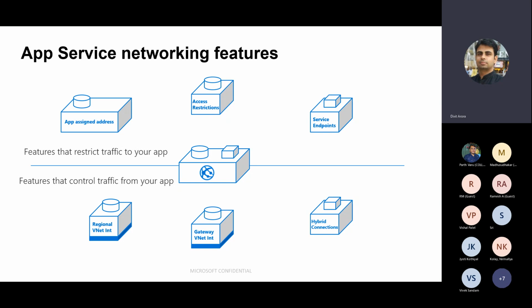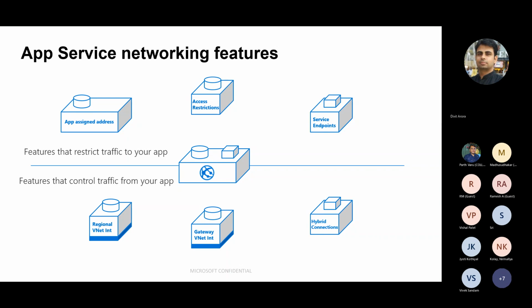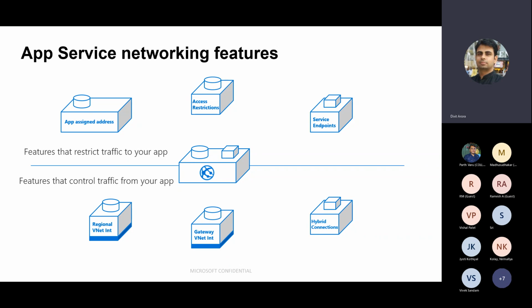And the lower part of the picture represents the networking capabilities of the app service which give you control over the traffic flowing out from your app service. These are the regional VNet, gateway VNet, and the hybrid connections.